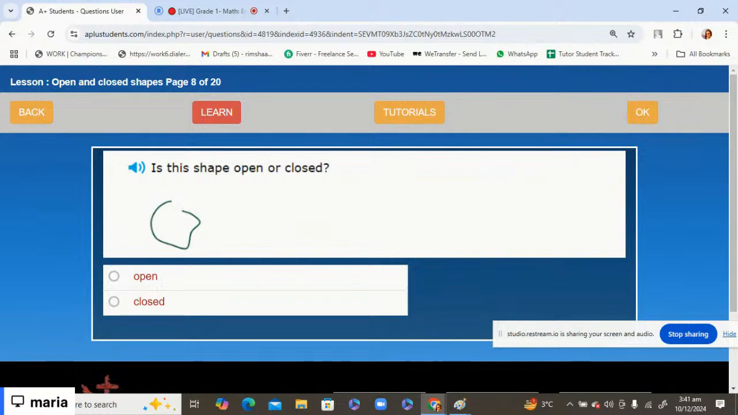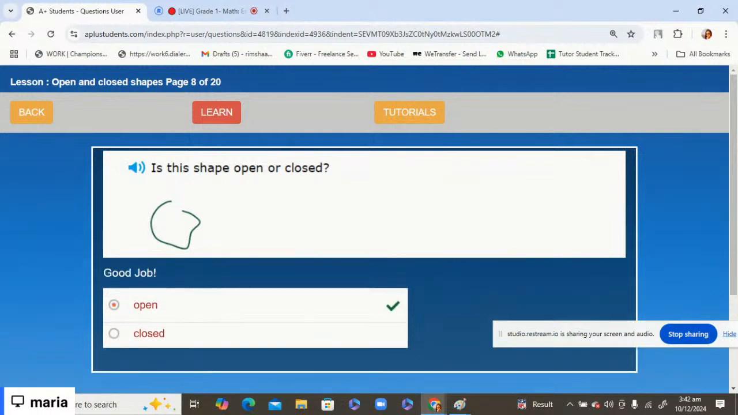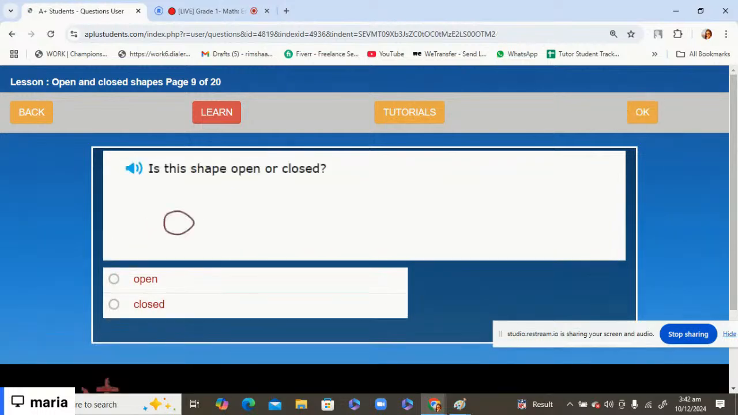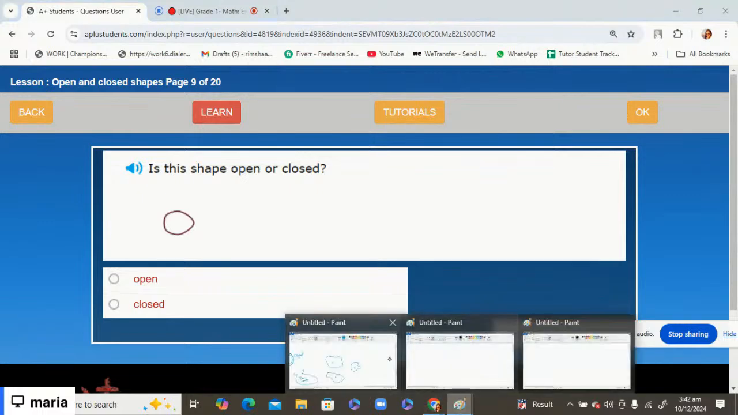Is this shape open or closed? Look here. Start at this point and end at this point. Their starting and ending point is not the same. Okay, their starting and ending points are not the same. So we can say that it's an open shape. Okay, so here it's open. So hope you guys understand this lesson. So solve the rest of the test questions by yourself.